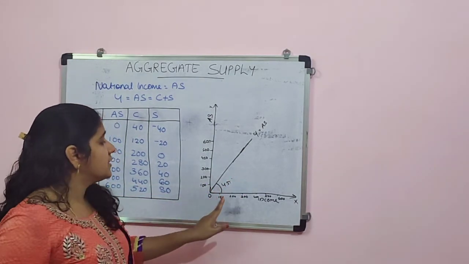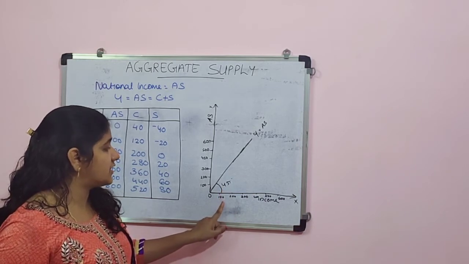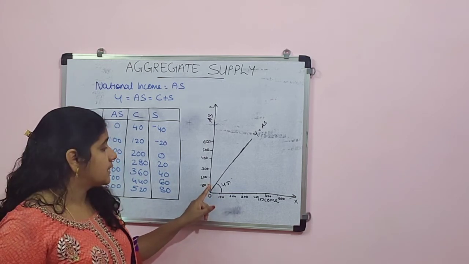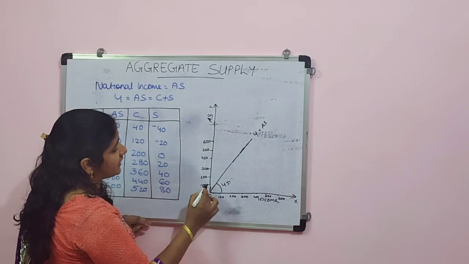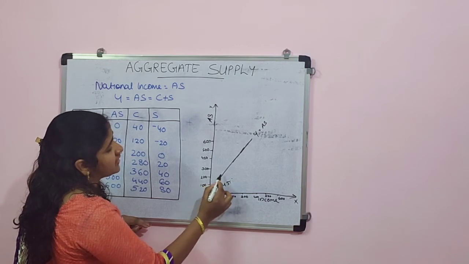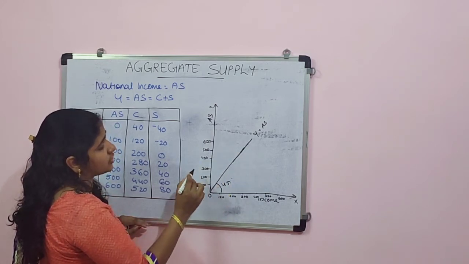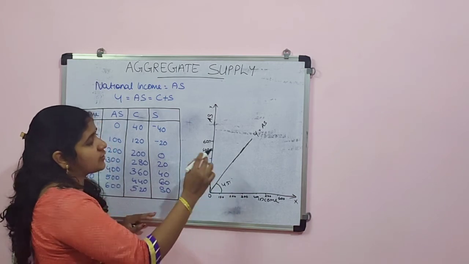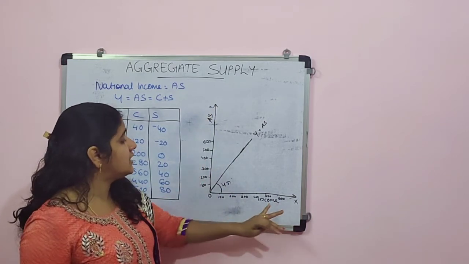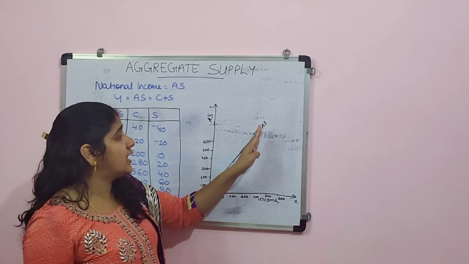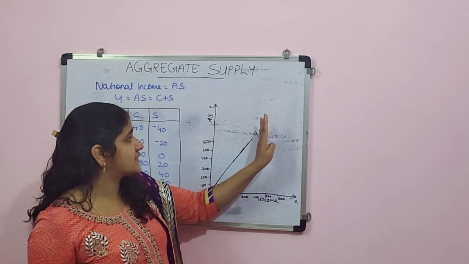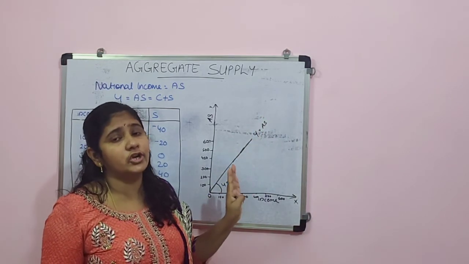The reason is that the amount of the income will always be equal to the aggregate supply. Here it is 100, then here also 100. Then if income is 200, the aggregate supply is also equal to 200. Then 300, 300. So always, since the amount of the aggregate supply and income is the same, Y is equal to AS, and this line will be of a 45-degree angle.